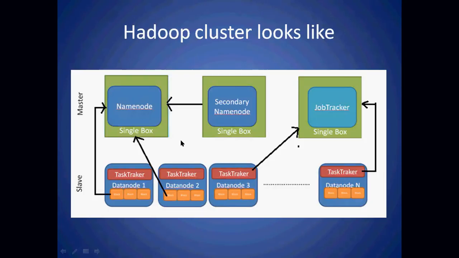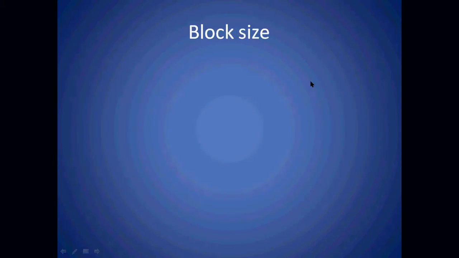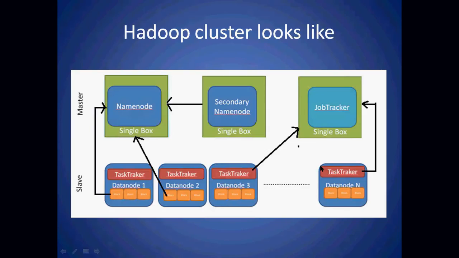are called slaves. See, in a typical Hadoop cluster, you will have one name node, one secondary name node, and one job tracker. And you can have multiple data nodes, and you can have multiple machines. Are you following?